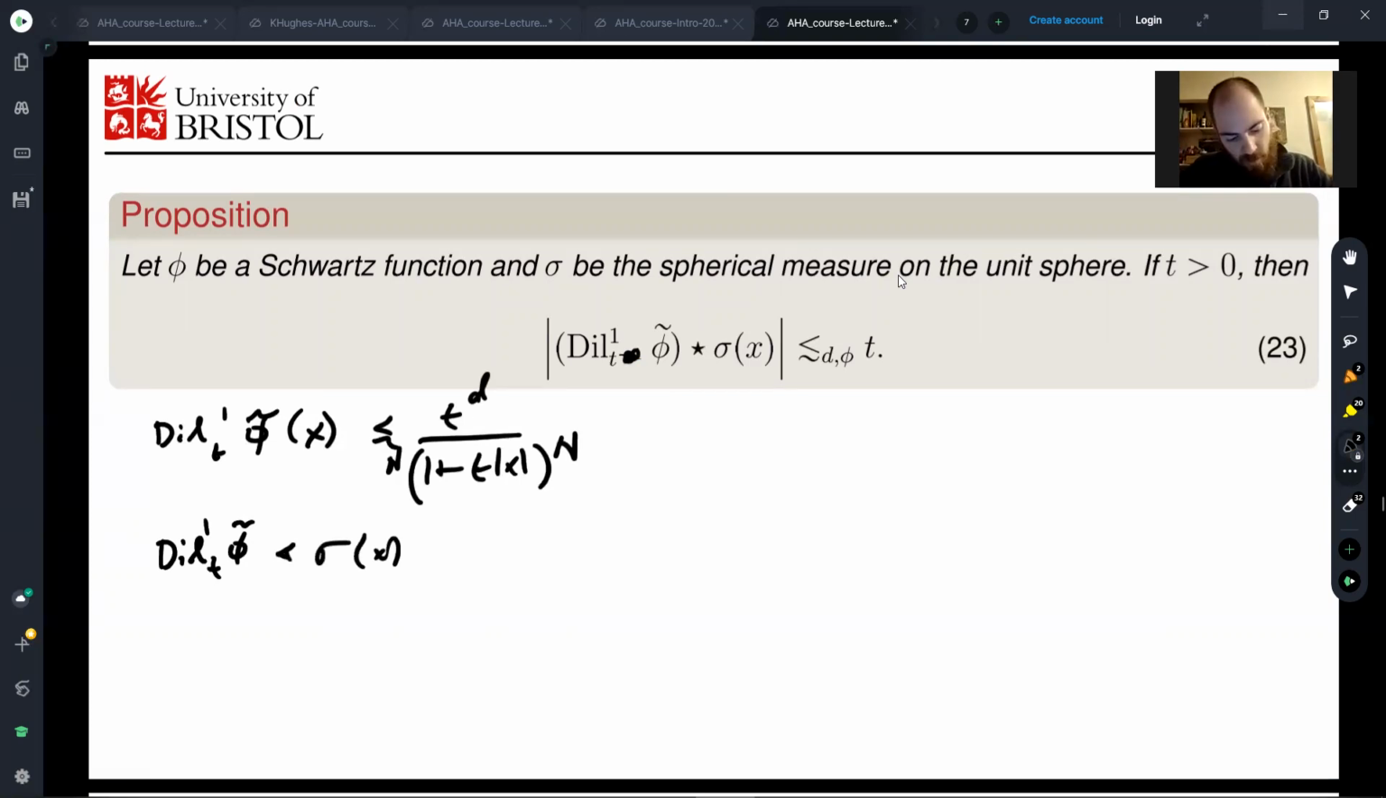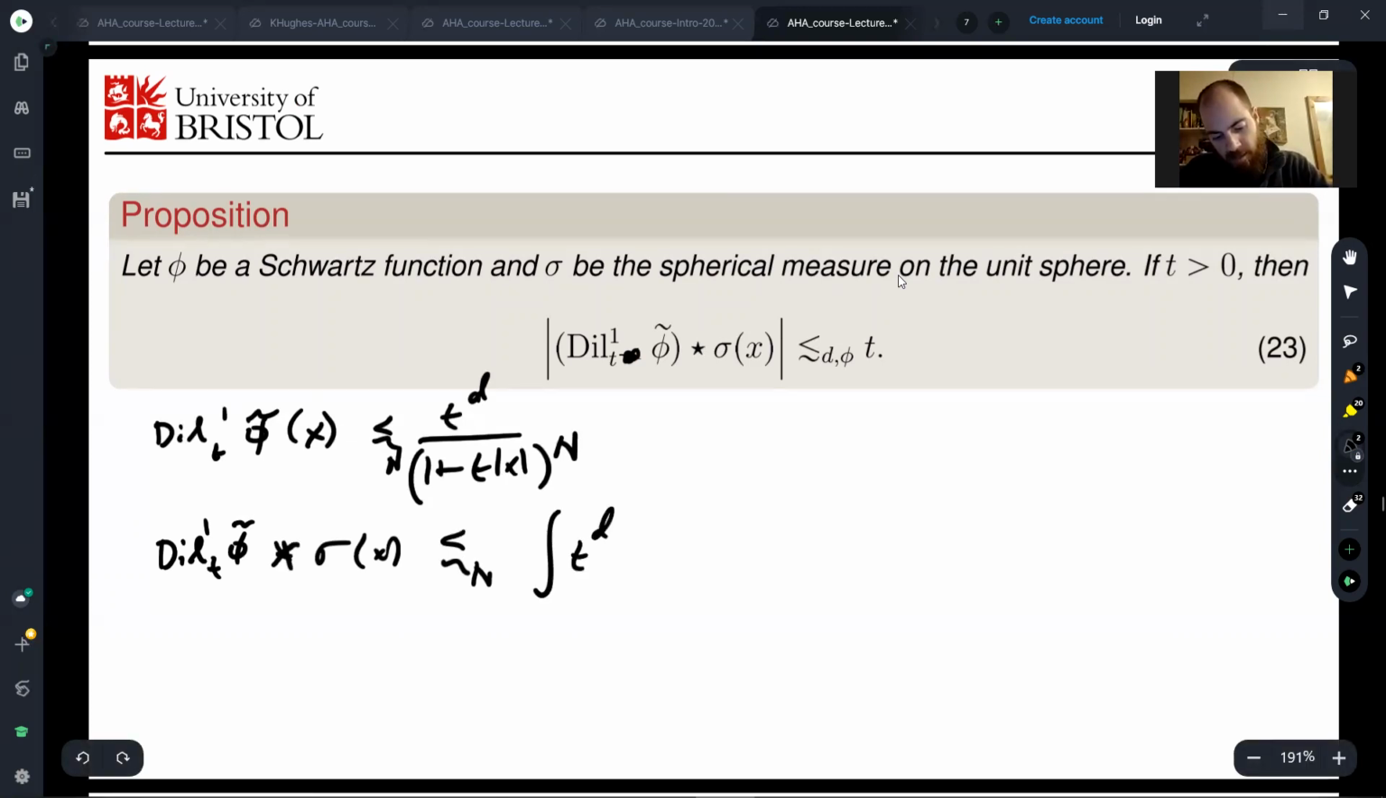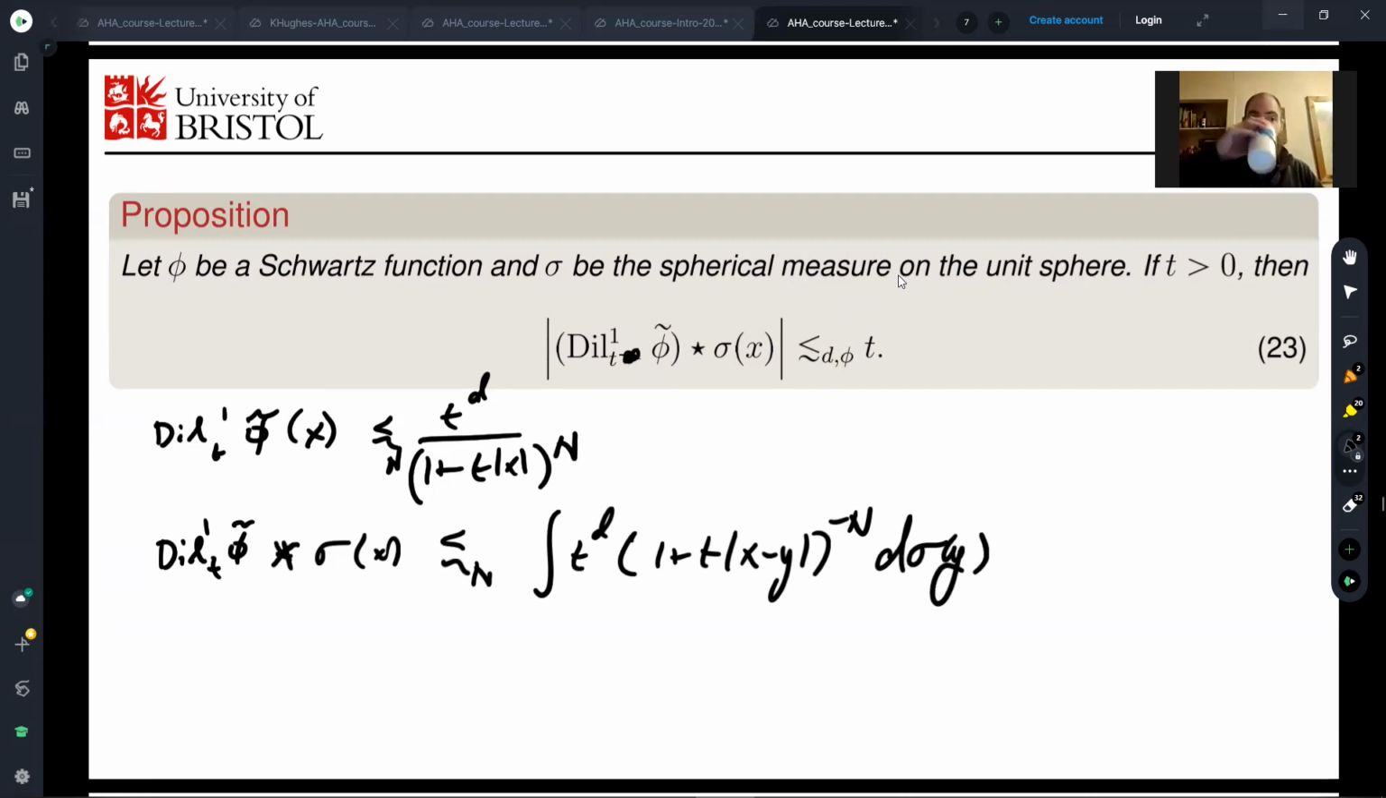This is actually bounded by some constants depending on n. These are both non-negative or positive measures. So I get to just say that this is bounded by t to the d, 1 plus t|x minus y| to the minus n, d sigma of y. And now we cut up the sphere into a bunch of pieces and analyze it there. So this is actually over the sphere S.